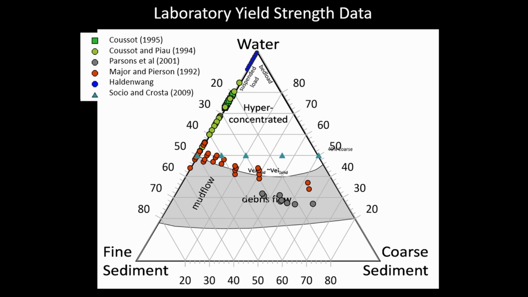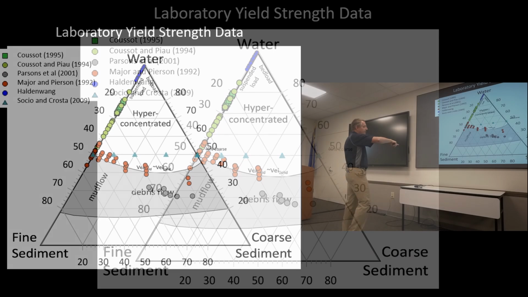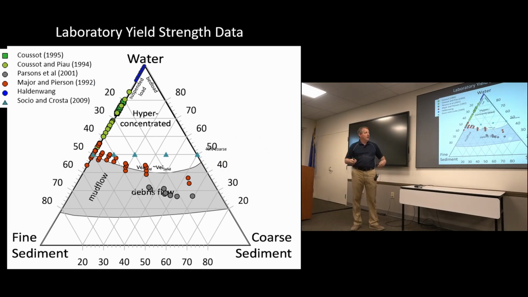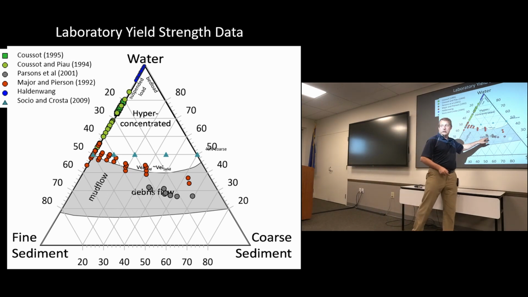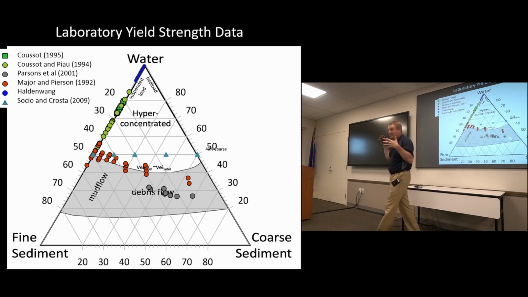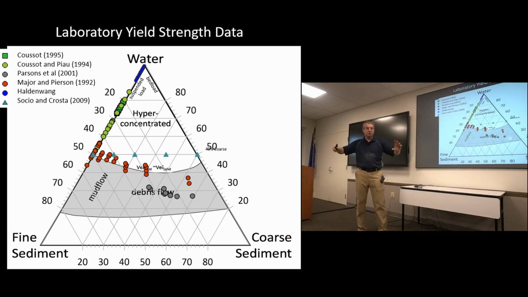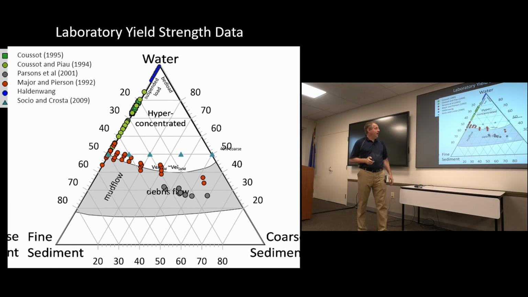All right, so this is the work that I've started to do, I've started to try to put these in the ternary diagram. And so these are the different investigators that we have. You can see how different investigators' information clusters in certain parts of the diagram. You can see why I really like Parsons for our V&V, because they're the only ones that really explored that debris flow space.